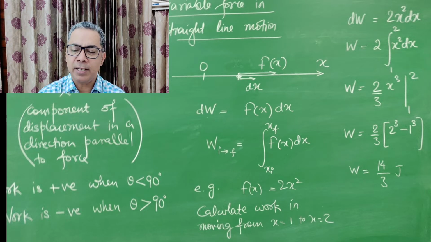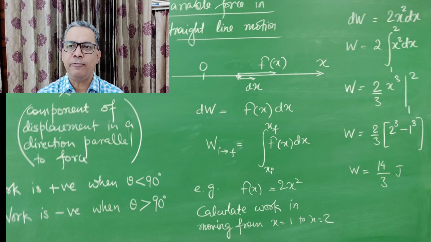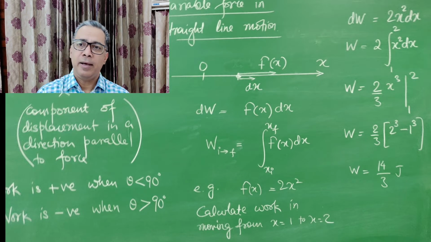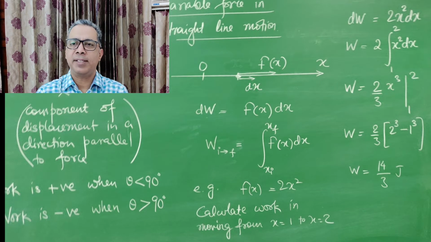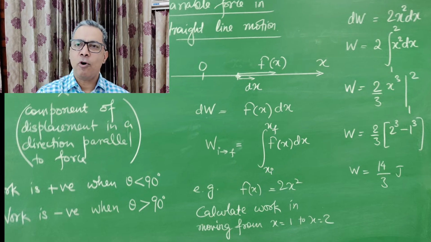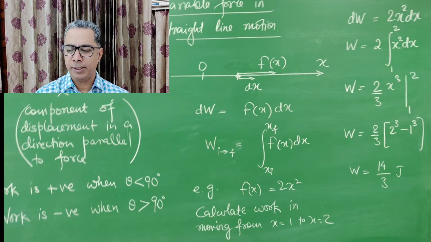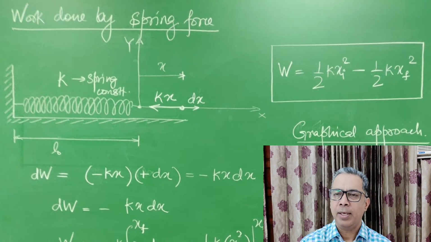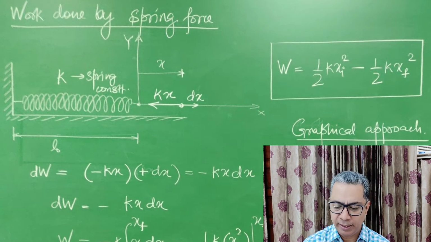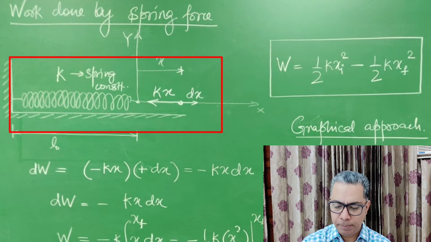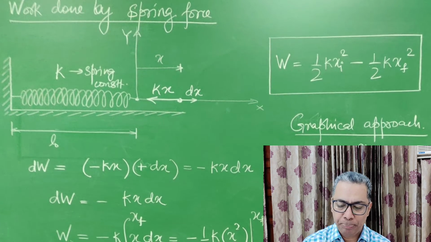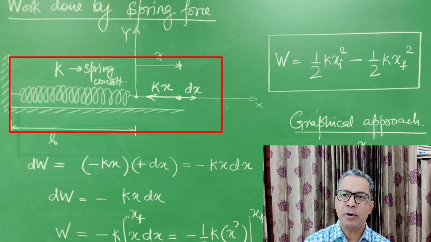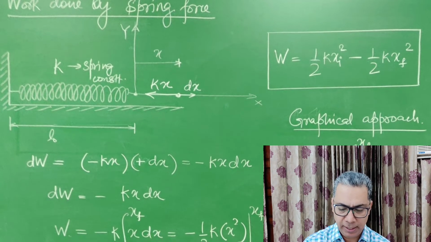So that's the work done by a variable force which is along a straight line. Let's take another very important example here, that of the work done by a spring, or the force that a spring applies. So we now have in this diagram a spring which has a natural length L0 and a spring constant k.